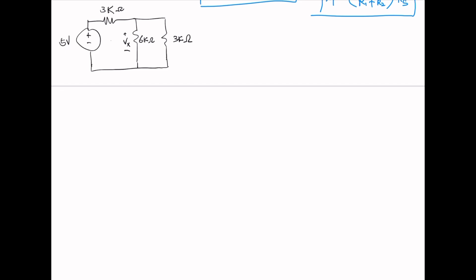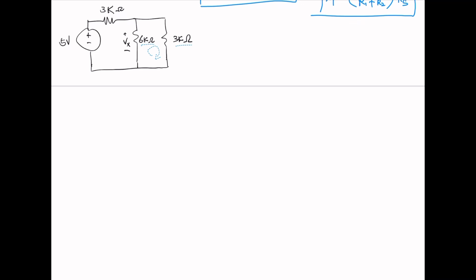However, this is not one single loop. We have another loop in here. Therefore, the first thing we want to do is combine these two resistors so that we can have a single loop. Then we can apply the voltage division.